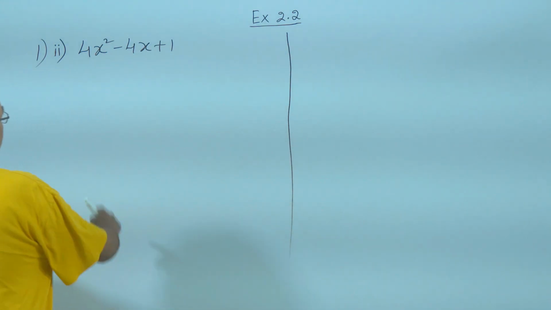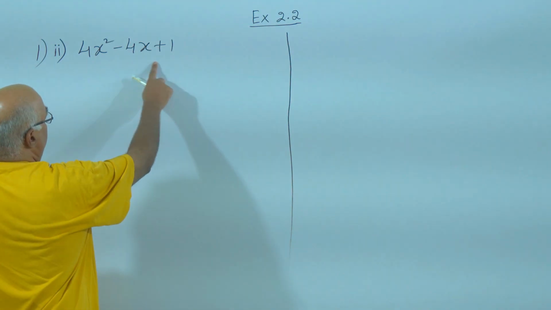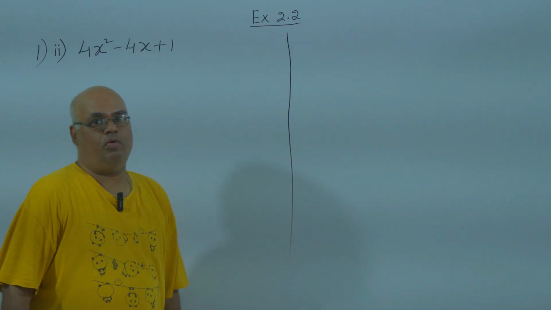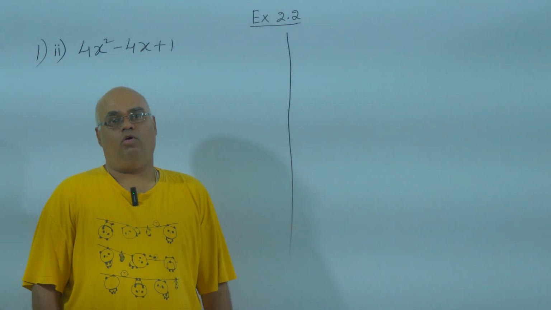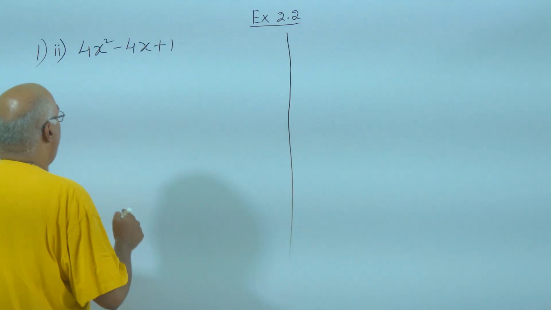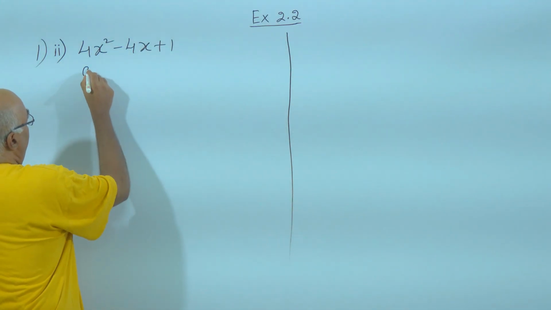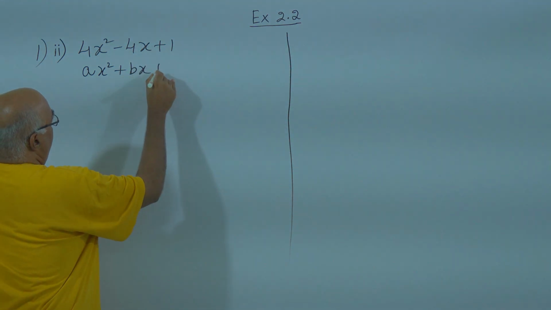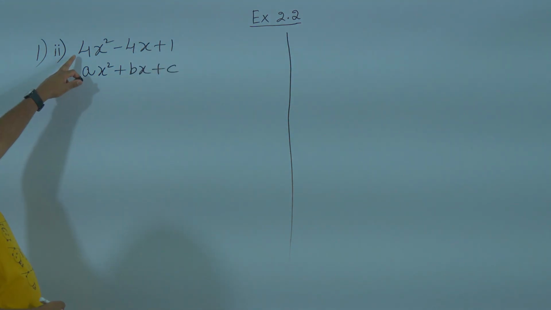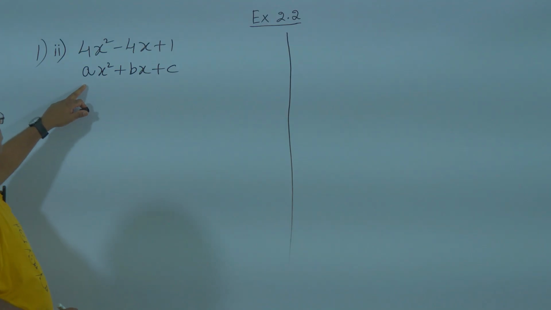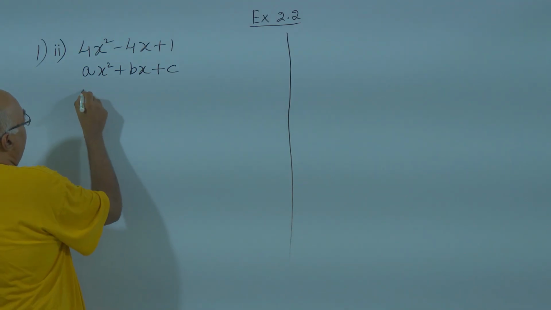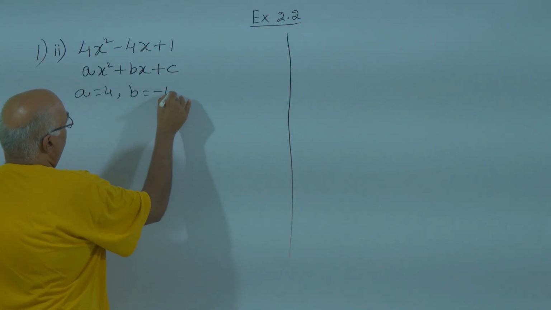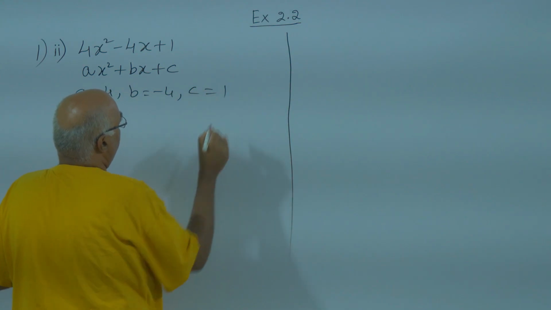The given quadratic polynomial is 4x square minus 4x plus 1. I will compare this given quadratic polynomial with the standard form of the quadratic polynomial. We know that the standard form is ax square plus bx plus c. When you compare, we get a is equal to 4, b is equal to minus 4 and c is equal to 1.